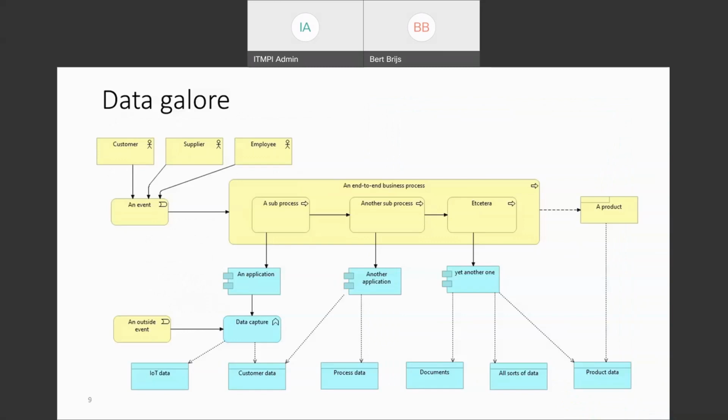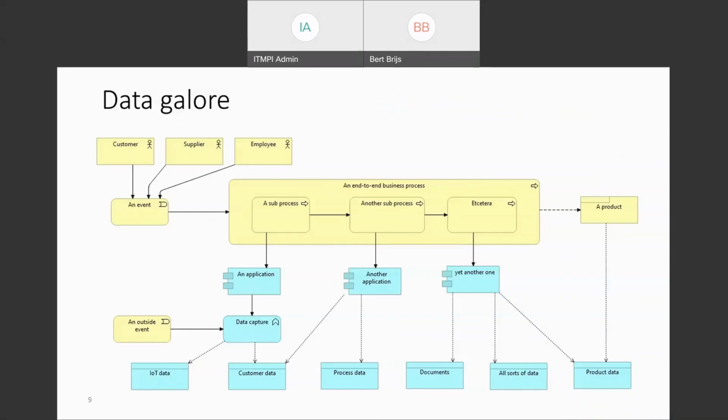Now, if you look at where data comes from, in the old days it was about what was happening at the top of this schedule. You had your customers, your suppliers, your employees, other parties who participated in an event, which triggered a process, which of course was supported by an application, and data was captured there.